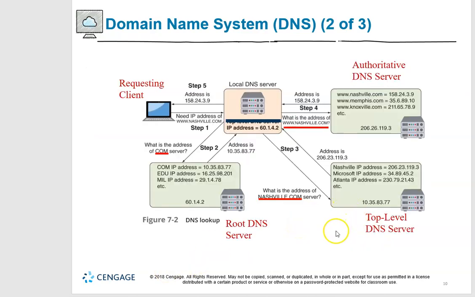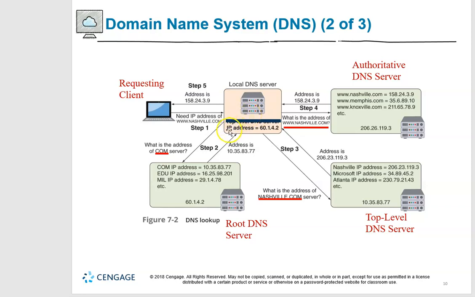So here's an example on this slide that shows the DNS in normal operation. Here's our requesting client, and you can see there are about 5 steps involved. This client is trying to go to the web page www.nashville.com. So the first step is the local DNS server. You saw this in the topology lab early in the semester.